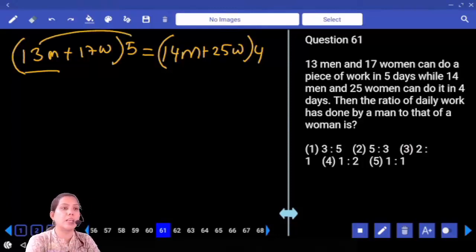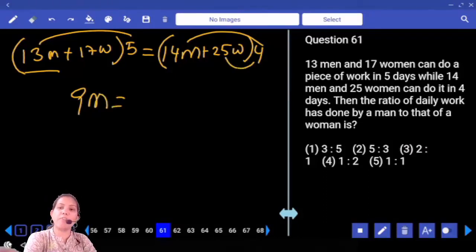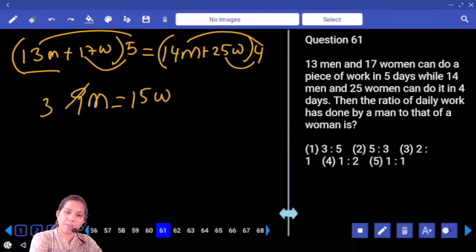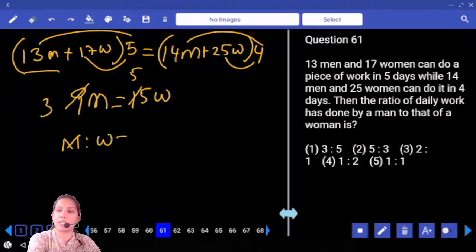13 fives are 65 men. 14 fours are 56. 65 minus 56, 9 men is equal to 25 fours, 100. 17 fives, 85. 100 minus 85, 15 women. So 3 times 3, 3 times 5, what is man to women efficiency? 5 is to 3 or 3 is to 5? 5 is to 3, that is second option. 5 is to 3.